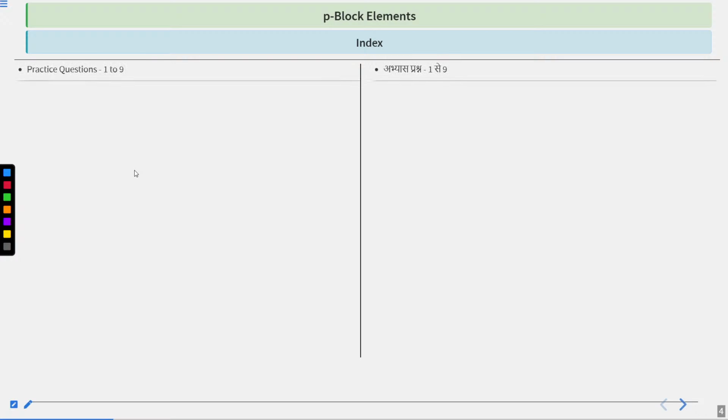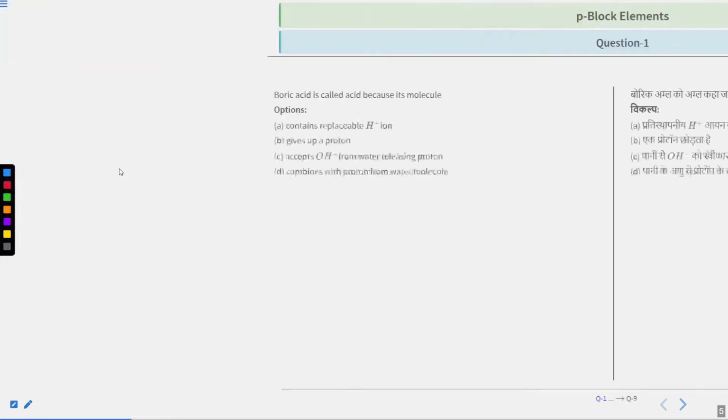Moving on to the index. As usual, we have 9 questions, and they all will be multiple choice questions. You have some time to solve them, so there is a timer against each question. So let's start today's session of questions.